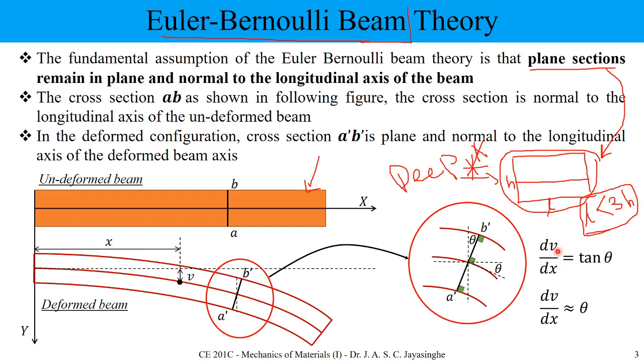So first, derivation of deflection gives tan theta according to this figure, but in this we are working with very small deflections. Because of that, tan theta we can assume to be theta. So again, that comes with small deformation. But when you come to large deformation, yes, you cannot assume like this. Okay, keep in mind those things.